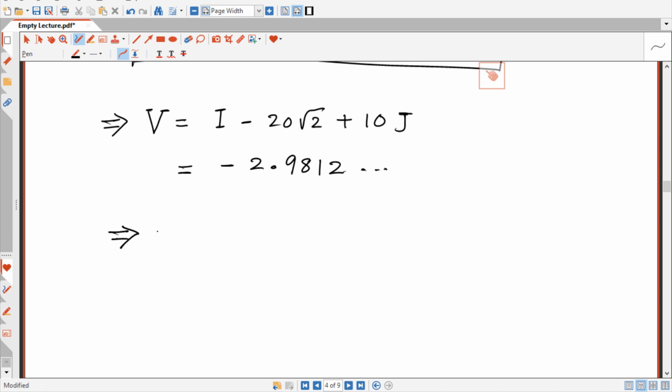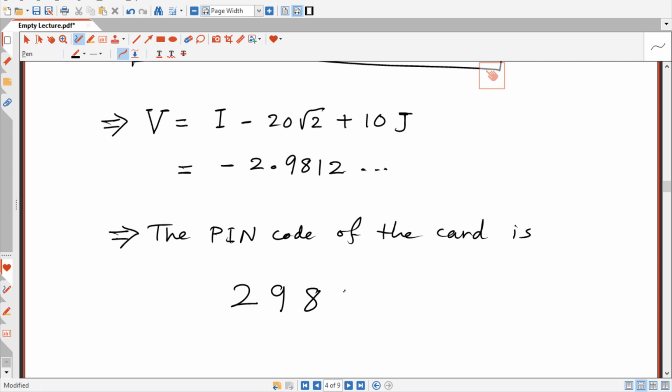This implies that the PIN code of the card is 2981. So that's the PIN code.